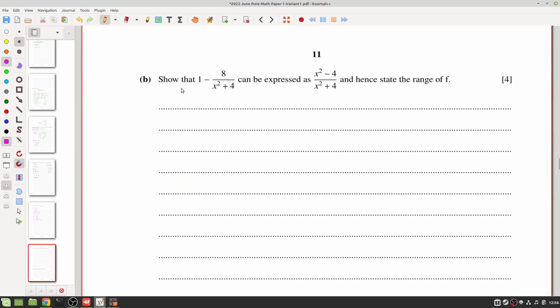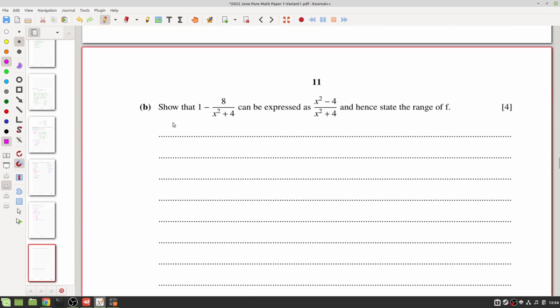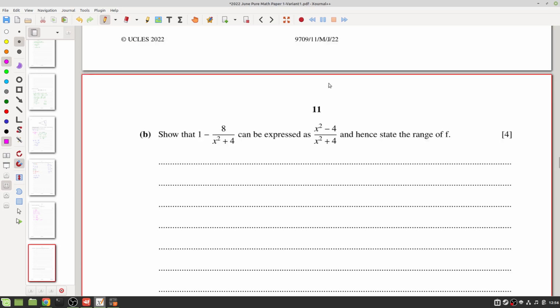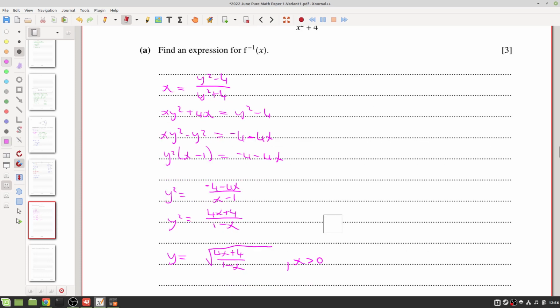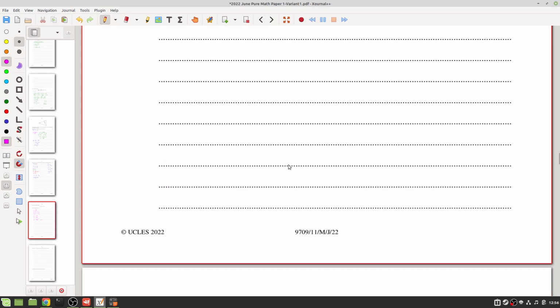Now show that this can be expressed as that. Oh, and hence state the range of f. Okay. So for this, this range is actually, there's more to it than just this, right? But let's just keep it like that for now.